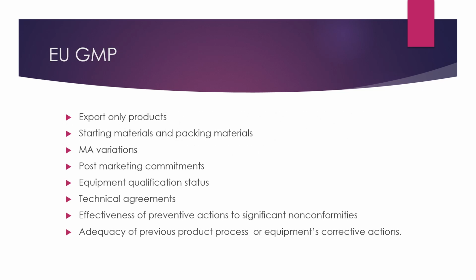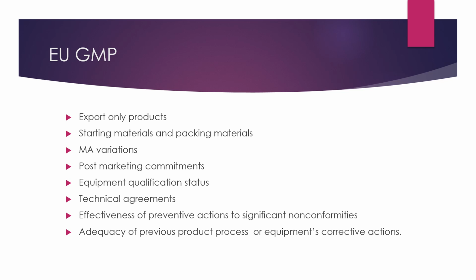So as per EU GMP, here are the points that have to be covered. So export only products. So what products have been exported? And starting material, packing material details, MA variations. This is the marketing authorization variations. That means if the license have been given or not, or there any variations in the marketing authorization, all those details have to be included. Post marketing commitments. So after the marketing, what are the commitments that we have made and what are the things that we have done? All those have to be recorded.